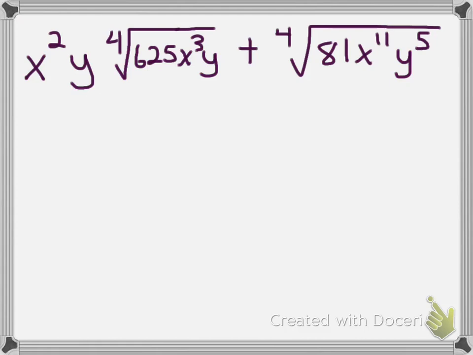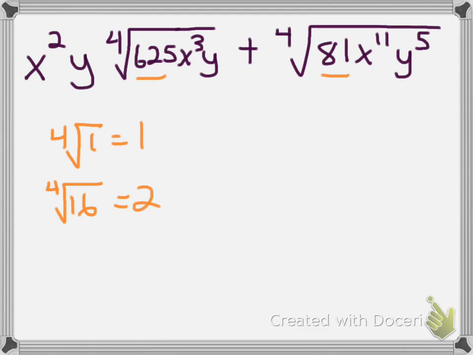Alright. First thing I'm going to do is look at those numbers, 625 and 81, and see if I know the fourth roots of those, because we're dealing with the index of 4. So let me write down all the fourth roots that I know. The fourth root of 1 is 1. Right? What's the fourth root of 16? It's 2, because 2 to the power 4 is 16. What's the fourth root of 81? It's 3. Again, because 3 to the power of 4 is 81.